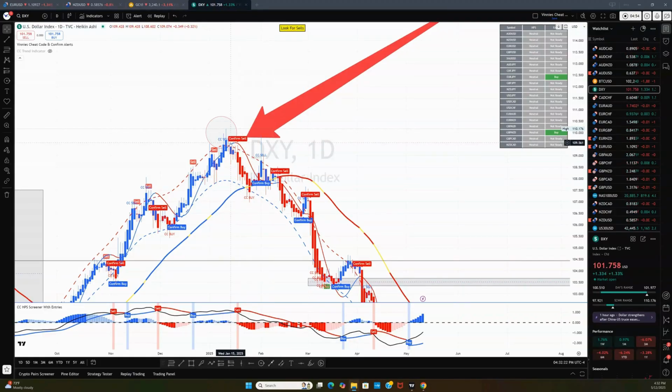So this CC sell is our signal. The confirmation sell confirms the CC sell, indicating it's okay for you to enter into the market. Okay, that's one way we enter.